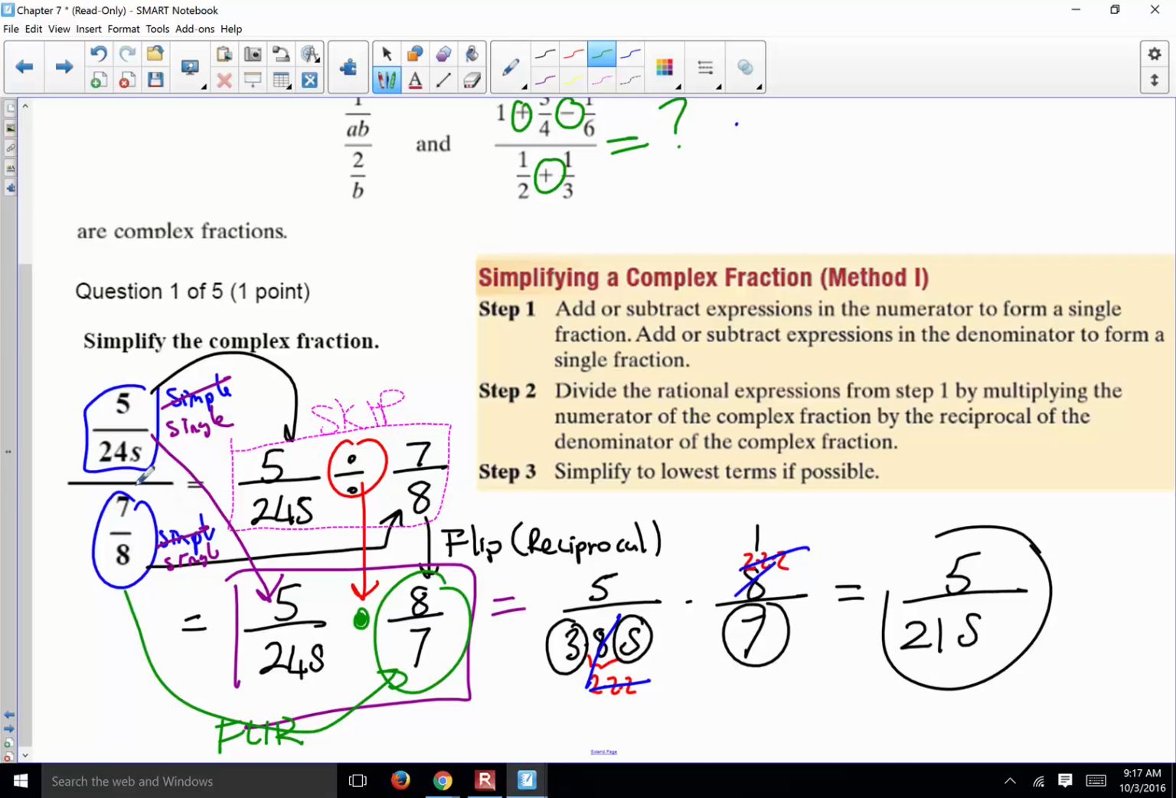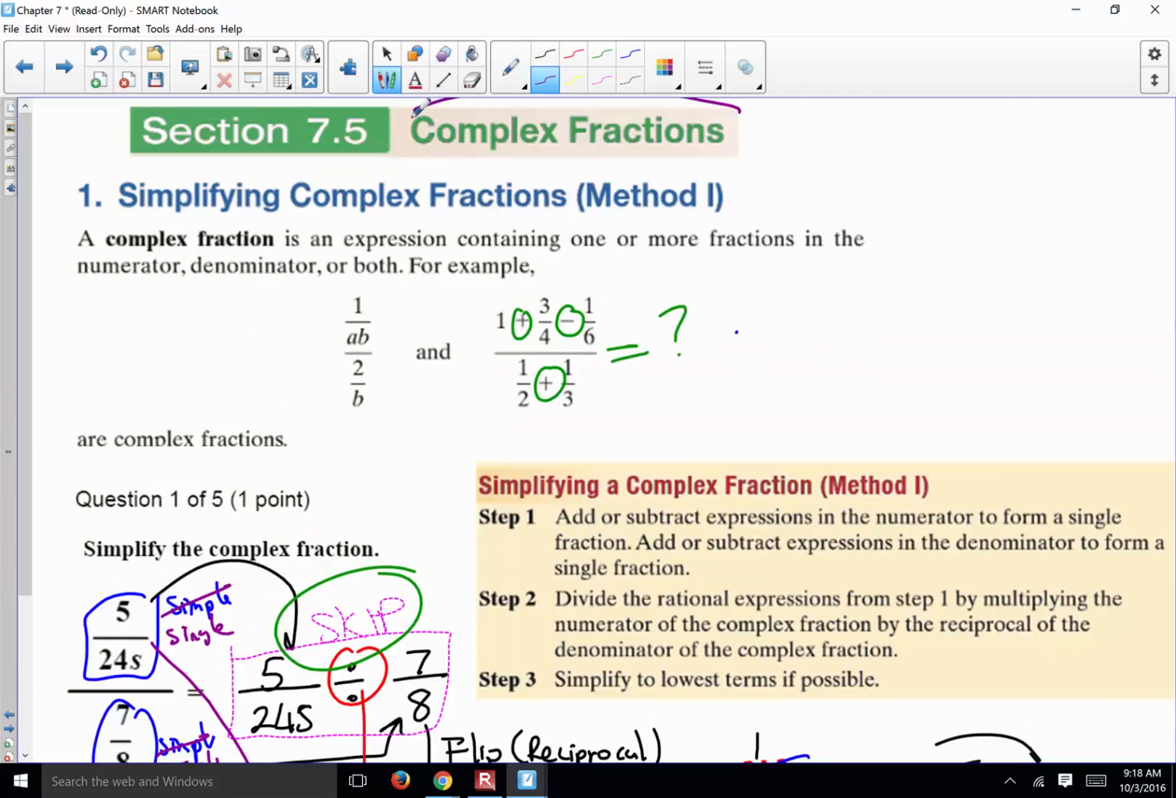Can we go directly from this stage to this stage? Do we have to show this middle work? No. Again, this is skippable. You can skip it, then go directly to top times reciprocal of the bottom. This is reciprocal of bottom, if again you have only one single fraction on the top and a single fraction on the bottom. Extremely important.